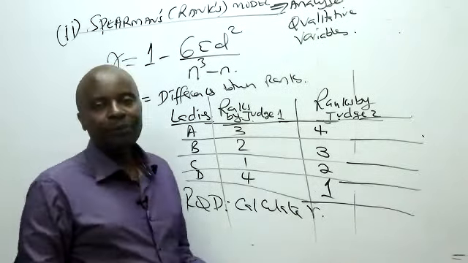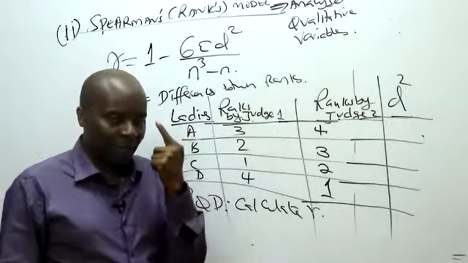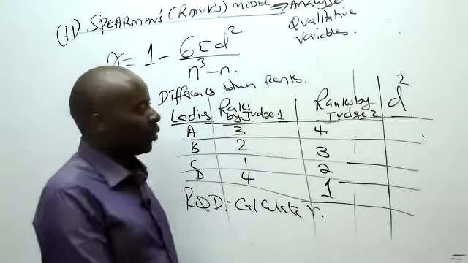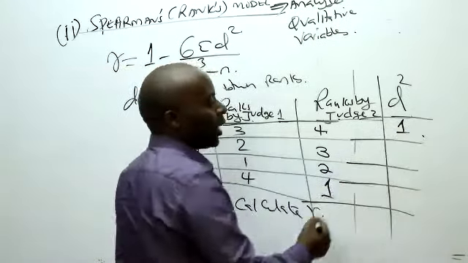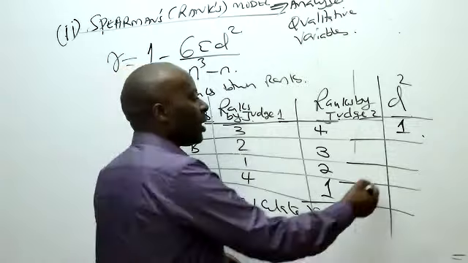So what you'll do, for the first lady, who was ranked number 3 by Judge 1 and number 4 by Judge 2, we'll have 3 minus 4. And then whatever difference I get, I will square. So 3 minus 4 gives me minus 1. Minus 1 squared will end up giving me positive 1. So from there we go to the second lady. I can see 2 and 3. The difference there is negative 1. Negative 1 squared again gives me 1.